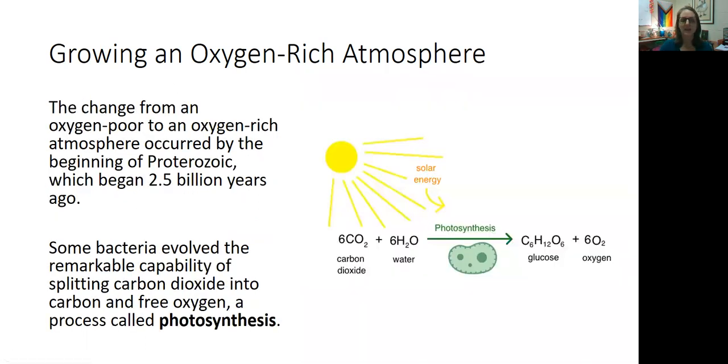All right, so how did we get an oxygen-rich atmosphere? Well, this occurred around the beginning of the Proterozoic, which was about 2.5 billion years ago. At this time, some bacteria evolved this remarkable ability to take in carbon dioxide, which the atmosphere was chock full of, and convert that into free oxygen, which the atmosphere had basically none of, in a process that we call photosynthesis.